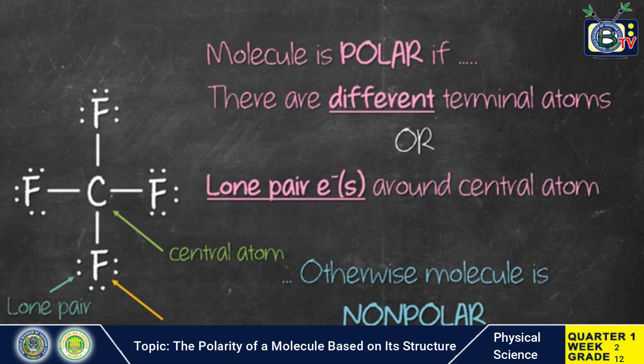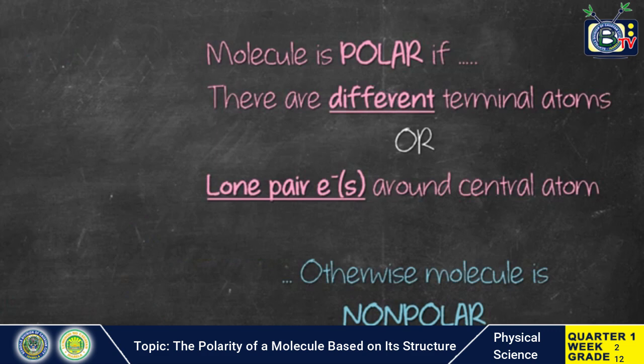So in CF4, are there different terminal atoms? The answer is none, since all the terminal atoms are the same, that is fluorine. Okay, what about the next statement? Are there lone pairs around the central atom? The answer is none. So both statements are not true. Therefore, CF4 is nonpolar.